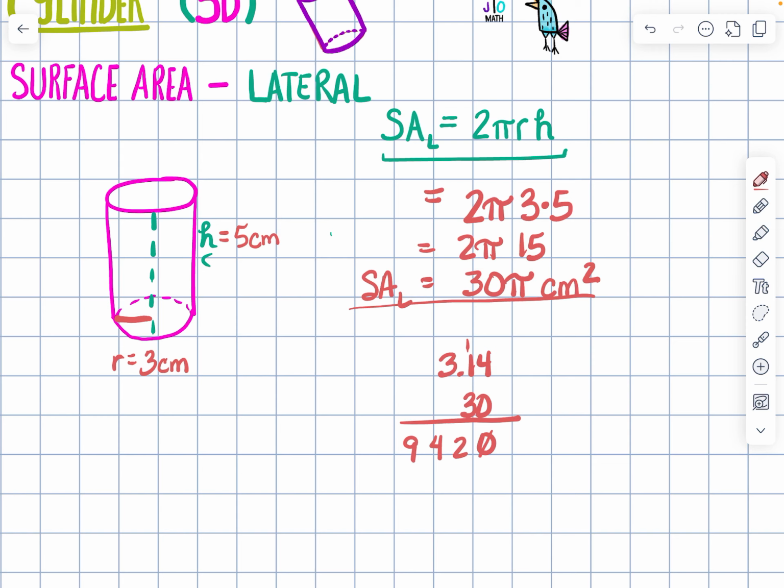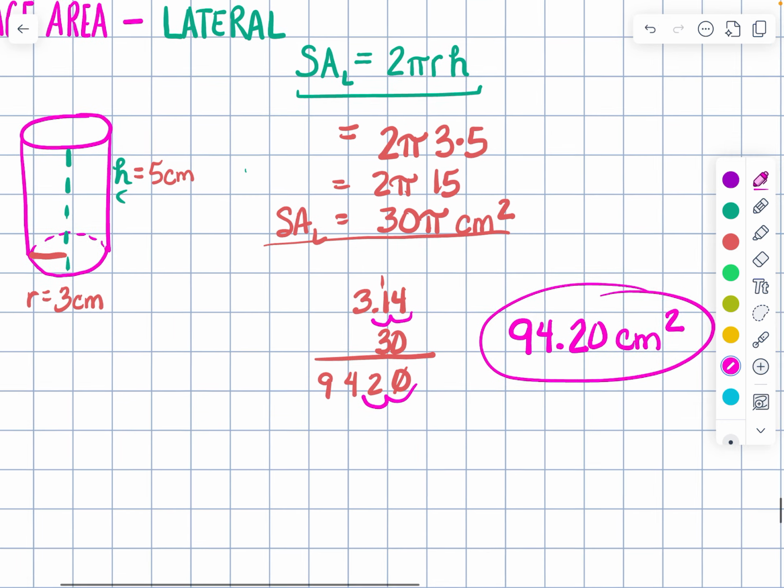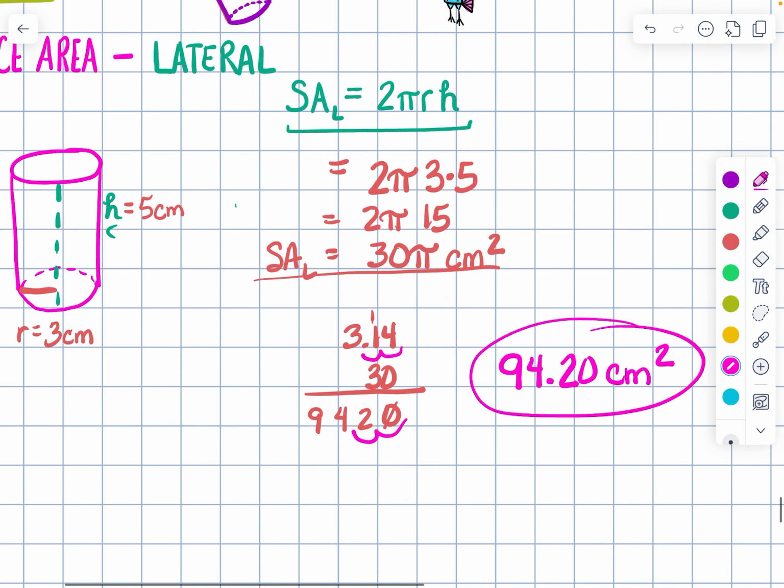And now we've got this decimal we need to take care of. So now that gives us 94.20 centimeters squared. Okay, that's our answer. And you can see if you were to put 3 in for pi, 3 times 30 would be 90. So this is a little higher than that, and that makes sense.